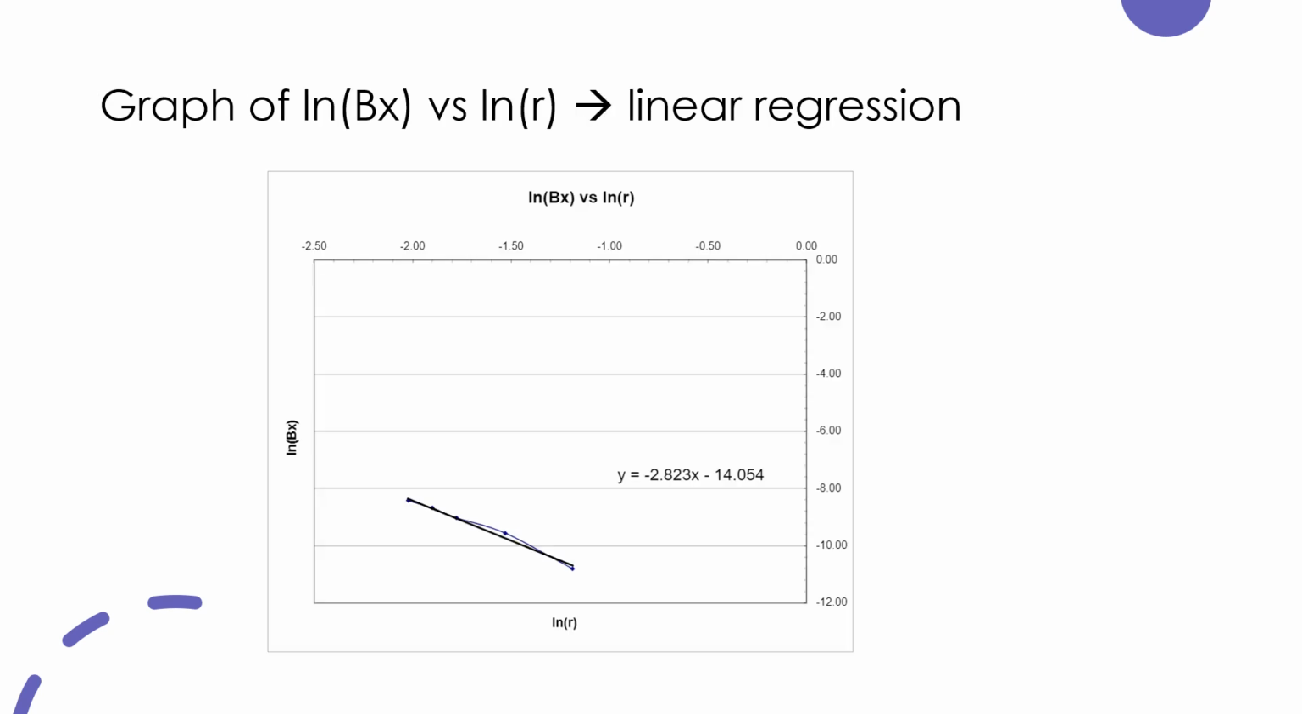Here's the graph of ln of Bx versus ln of r for our linear regression. You can see right here the slope is negative 2.823, which is our n value. Yeah, that's about it for that.